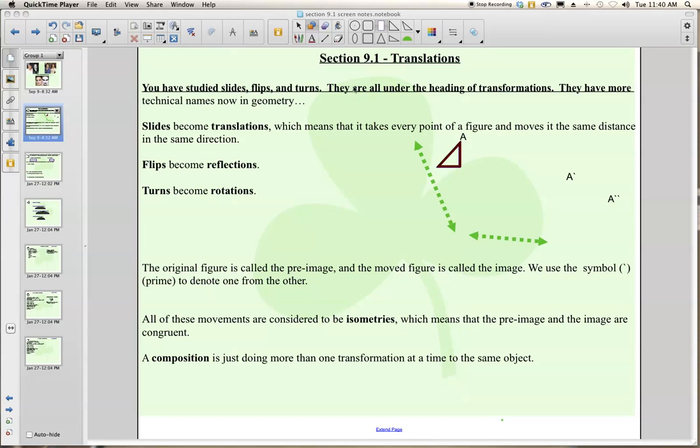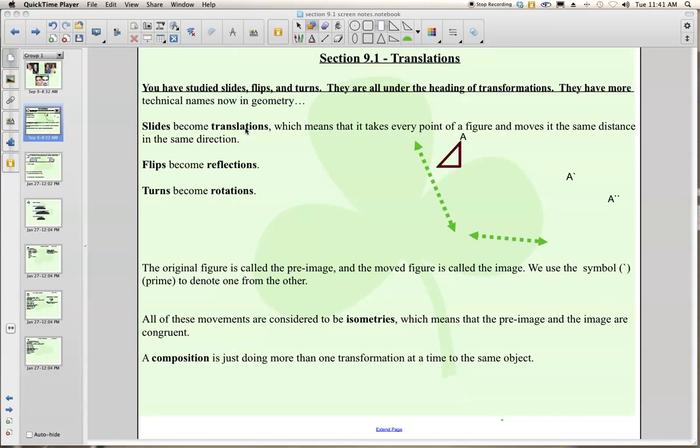This lesson begins chapter 9 on transformations. The first section we're going to talk about is translations. In middle school math, you studied 3 topics called slides, flips, and turns. They all go under the heading of transformations. Transformation simply means to move an object.